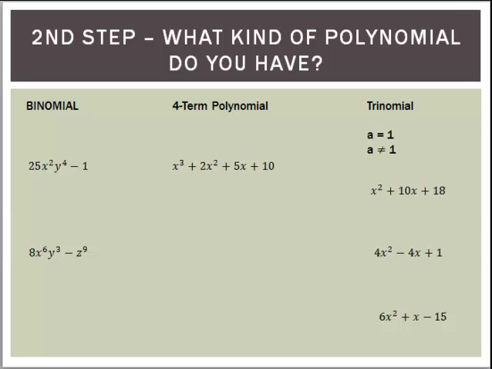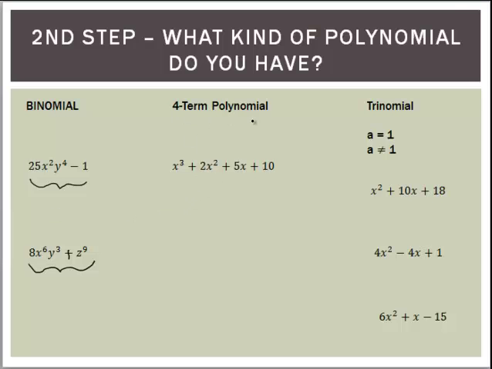The next thing you want to do is figure out what kind of polynomial you have. Do you have a binomial? And if so, does it look like this one or this one? This is called difference of squares. This one is called difference of cubes. You can also have a sum of cubes, but you cannot have a sum of squares. Well, you can have it, you just can't factor it for now.